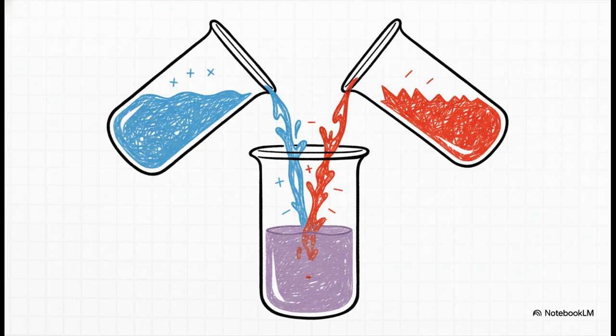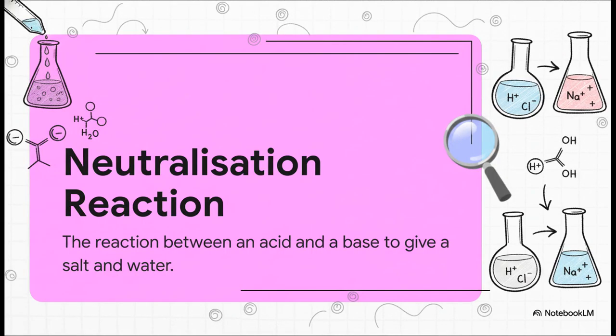The effect of the base is canceled by the acid, and the effect of the acid is canceled by the base. They neutralize each other. And this type of reaction, where an acid and a base cancel each other out, has a special name. It is called a neutralization reaction. And what is the definition? A neutralization reaction is the reaction between an acid and a base to give us salt and water.